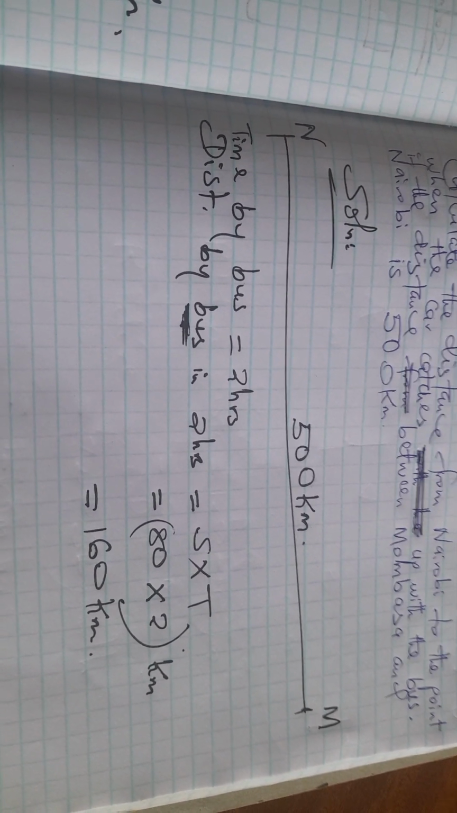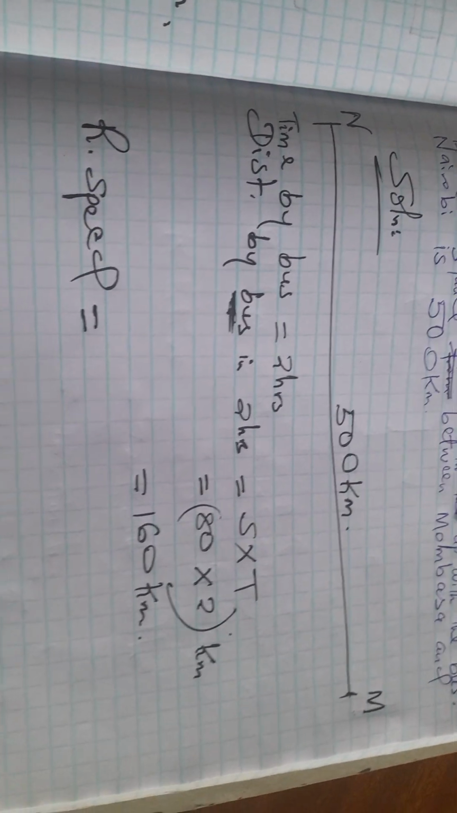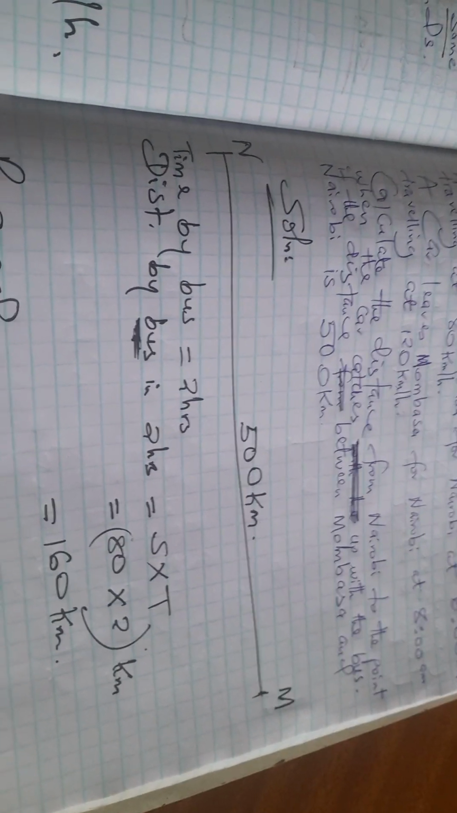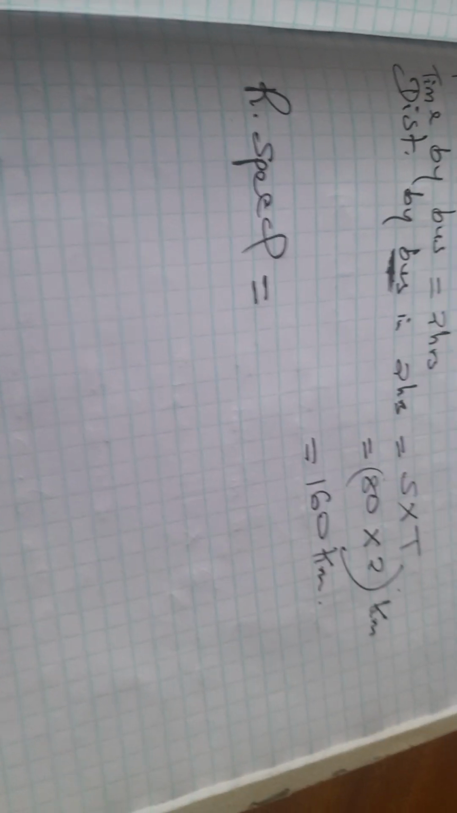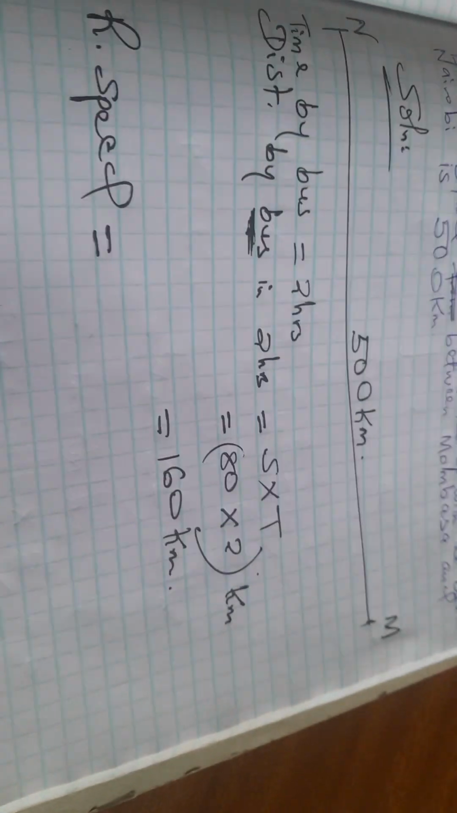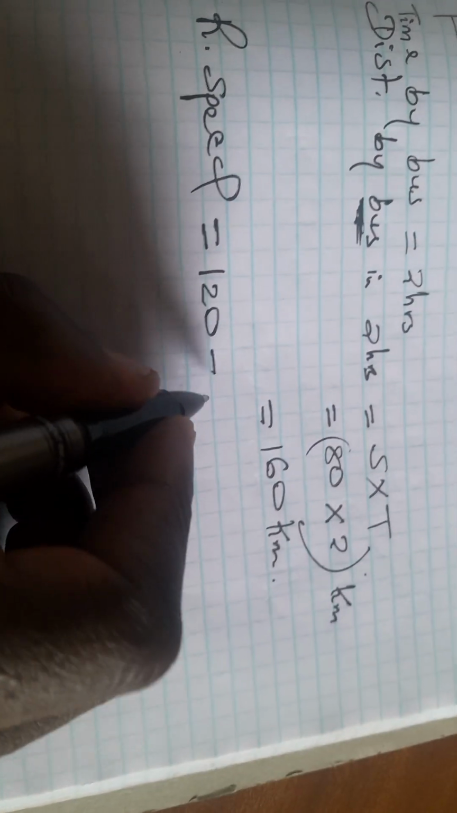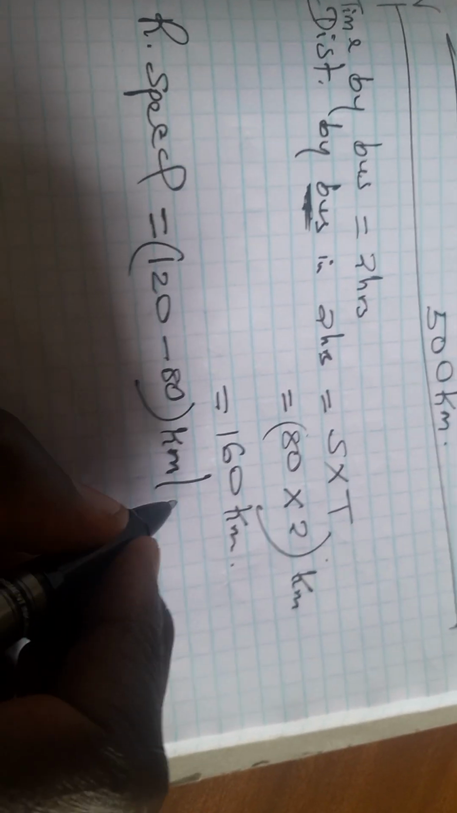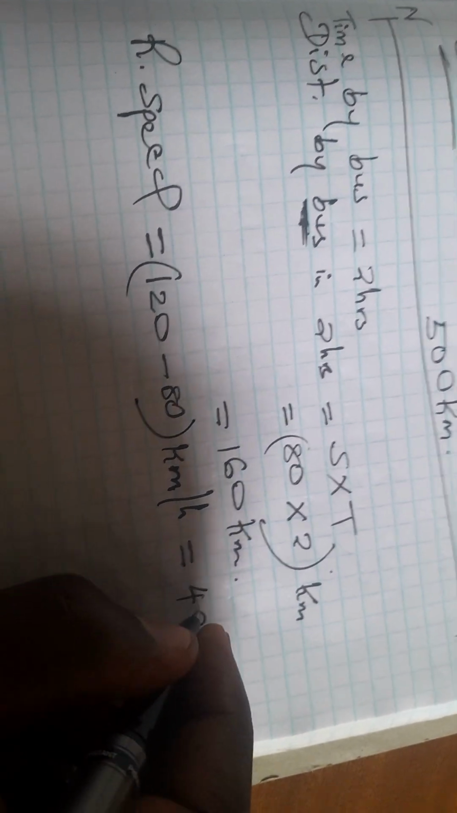Let us also find relative speed. Are these two vehicles moving in the same direction or opposite directions? We are told that they are both moving from Mombasa to Nairobi, so same direction. And to get relative speed when two objects are moving in the same direction, it is the difference: higher speed minus lower speed. In this case, the higher speed is that of the car, which is 120. The lower speed is that of the bus, which is 80 kilometers per hour. So 120 minus 80 gives 40 kilometers per hour.